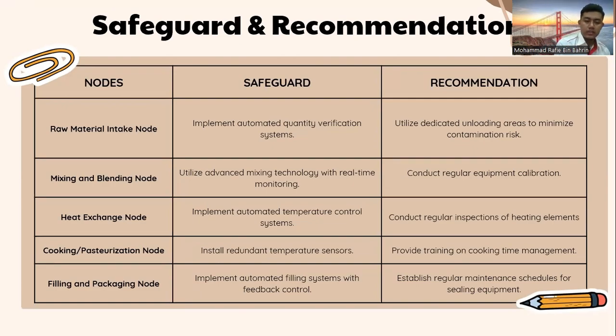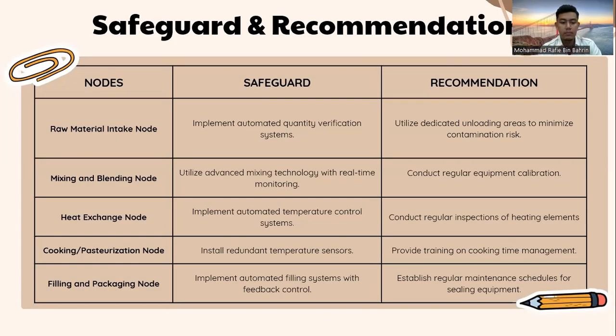For the safeguard and recommendation for each node, for raw material intake node, the safeguard is to implement automated quantity verification system. And the recommendation is to utilize dedicated unloading areas to minimize contamination risk. For mixing and blending node, the safeguard is to utilize advanced mixing technology with real-time monitoring, and the recommendation is to conduct regular equipment calibration. For heat exchange node, the safeguard is to implement automated temperature control system, and the recommendation is to conduct regular inspection of heating elements.